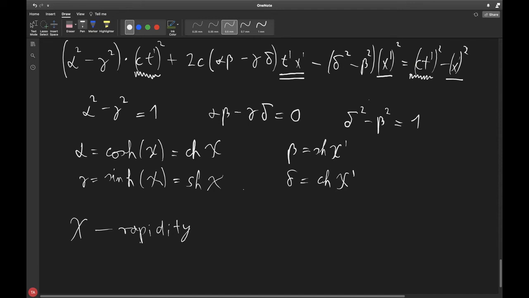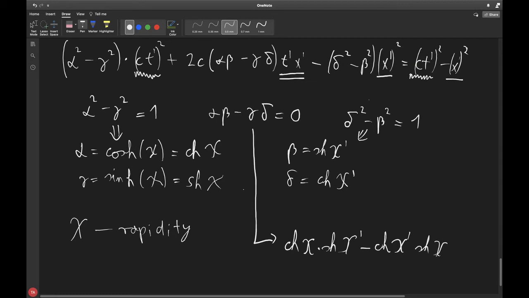another variable instead of having the four variables. Now we have just two variables, which is of course good. So I actually just used two equations. So from this we got that. From this we get that. There is still this guy. And so from this guy we can just insert these things. And so we get that this is ch chi times the sh chi prime, minus ch chi prime sh chi. And this equals to zero.